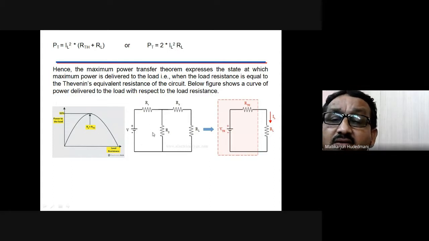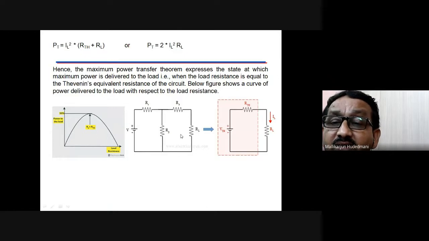I have a two loop based problem. Loop 1 is R1 and R3, R2 and RL in an arrangement with the source over here. When does maximum power transfer occur across this, and what is the value of maximum power transfer to this load? I would like to understand.